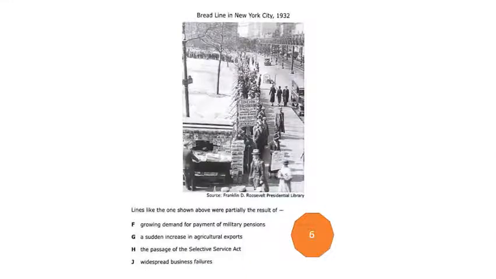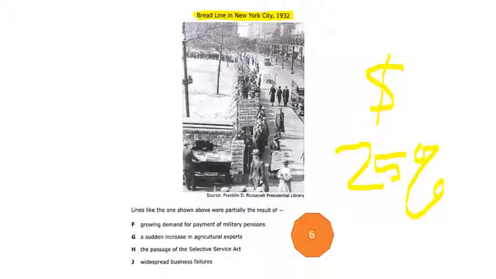Question six, breadline in New York City, 1932. So this is the last year of Herbert Hoover's presidency. Lines like the one shown above were partially the result of what? So bread lines, these people need food, so there's no money. Why would you not have money? One of the issues with the 1930s, with the Great Depression, businesses closed, we have high unemployment. It reaches 25% of the population has absolutely no employment, no jobs, so you don't have money to buy food.